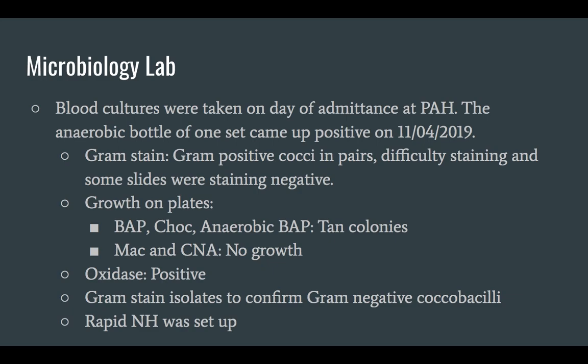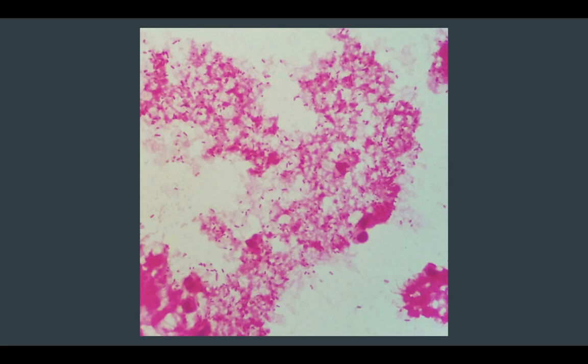So after the organism grows up, we look at the plates about 16 hours later. There was growth on the blood agar plate, the chocolate plate, and the anaerobic blood agar plate that showed tan colonies, whereas MacConkey and CNA showed no growth. The oxidase test came up positive, and after gram staining the isolates from the blood agar plate, the microbiologist was able to confirm that the slide was showing gram-negative coccobacilli. And because of that gram stain, a rapid NH was set up. So this is the gram stain of gram-negative coccobacilli.